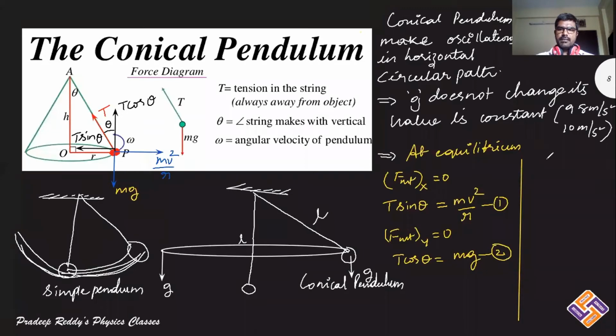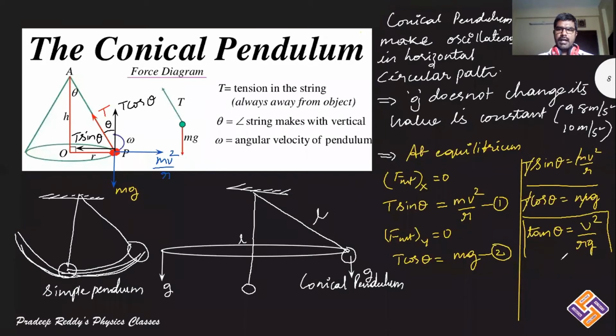T sin theta, that is sin theta, is equal to mv square by r divided by cos theta is equal to mg. T in the numerator and T in the denominator can be cancelled. Sin theta by cos theta can be written as tan theta. Tan theta is equal to m, and m also gets cancelled. It is v square divided by rg. This is the equation for the angle tan theta made by the simple pendulum or conical pendulum with respect to the vertical.